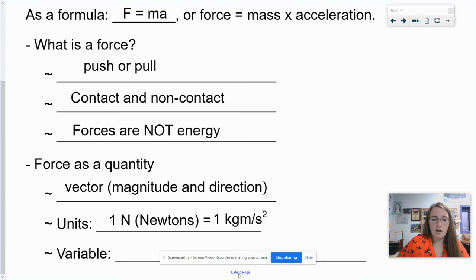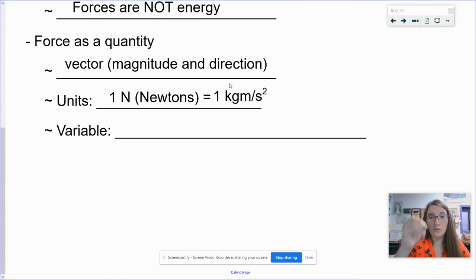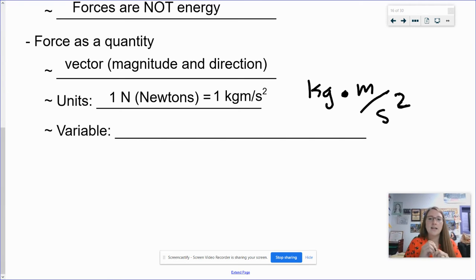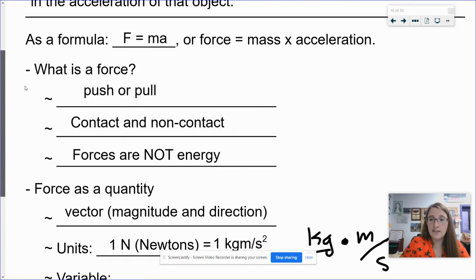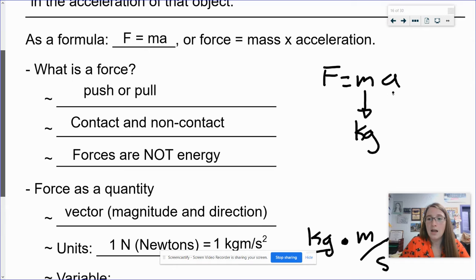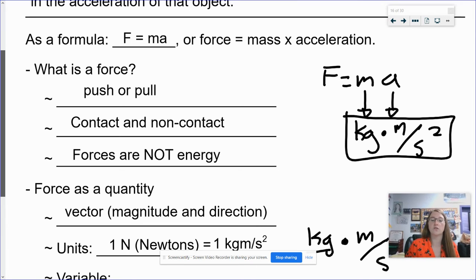Okay, so another way you might see this, and what it really is, is kilograms times meters per second squared. A lot of times they leave the multiplication out and they just do kg m, but that's kilograms times meters per second squared, and that makes sense because if I look up here to my formula, mass is measured in kilograms, acceleration is measured in meters per second squared. So that's why these are the units for force.